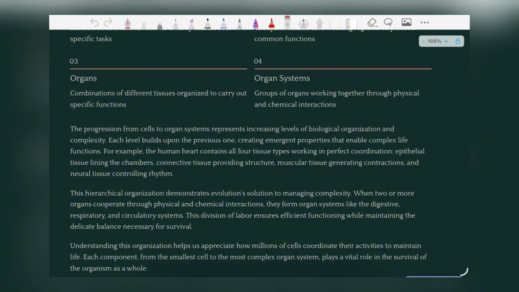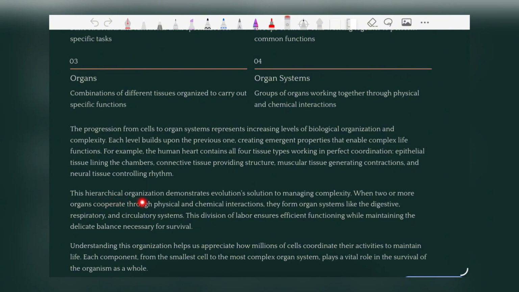The progression from cells to organ system represents increasing levels of biological organization and complexity. Each level builds upon the previous one, creating emergent properties that enable complex life functions. For example, the human heart contains all four tissue types working in perfect coordination: epithelial tissue lining the chamber, connective tissue providing structure, muscular tissue generating contraction, and neural tissue controlling rhythm.